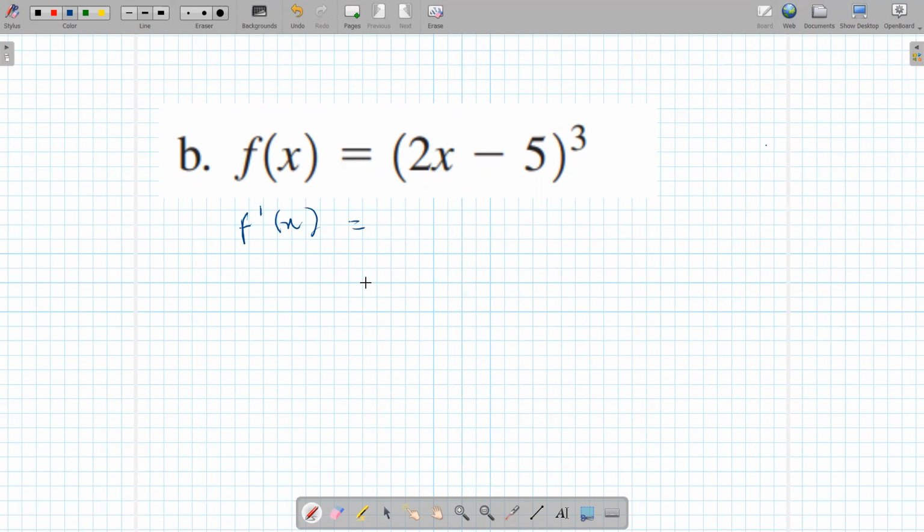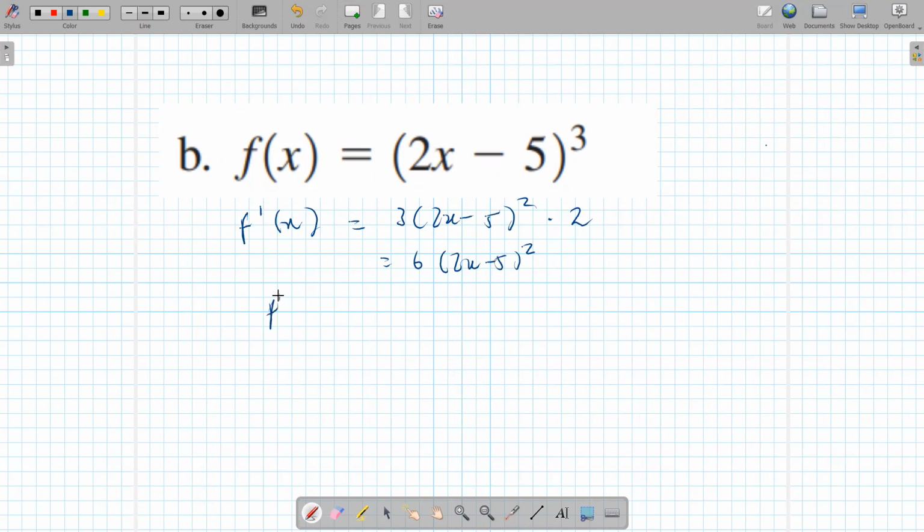How do we do this? Bring the 3 in the front and then everything to the power of 2. Is that it? Are we done? You have to do the inside of the bracket. So what is the inside? What is the derivative of the inside? 2. Yeah, it is. So that's just 6 times (2x minus 5) squared. This is the first derivative.